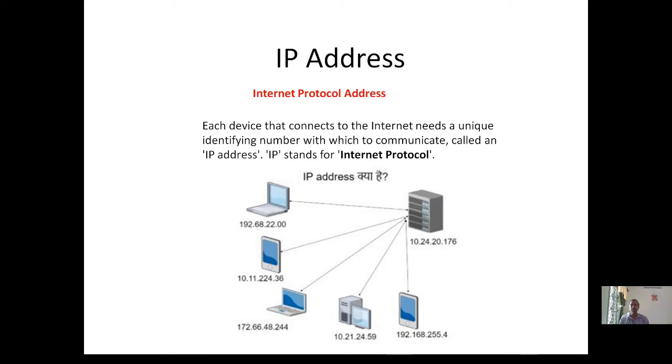There are a number of devices connected to the internet. Each device has an address. This address is like this: 192.68.22.00. This is the address of this computer. 10.11.224.36. This is the address of this mobile phone. All these numbers are unique numbers. This number is called an IP address.